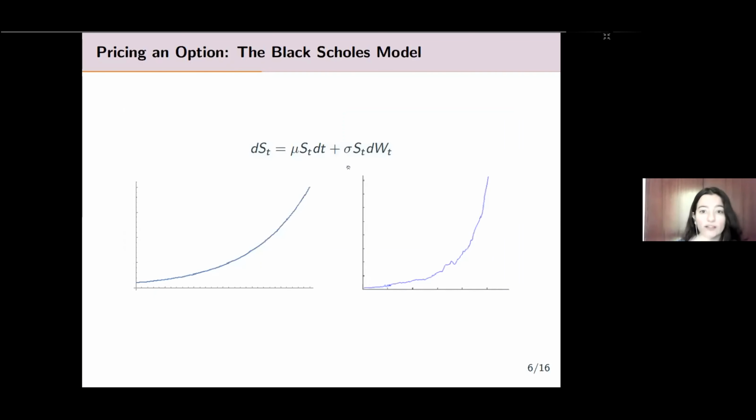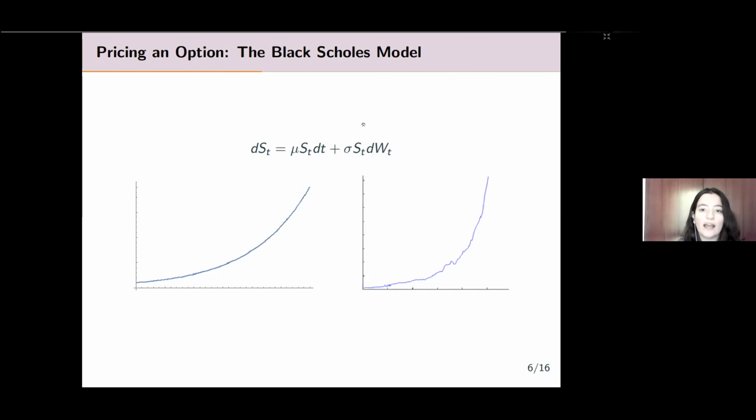Now, I'm going to take a little bit of a detour in case anyone isn't familiar with this kind of notation. So for a moment, let's forget that this term here exists. Let's just focus on this part here. This means that the derivative of S with respect to t equals mu times S(t). And this is a very typical differential equation, and its solution is an exponential curve.